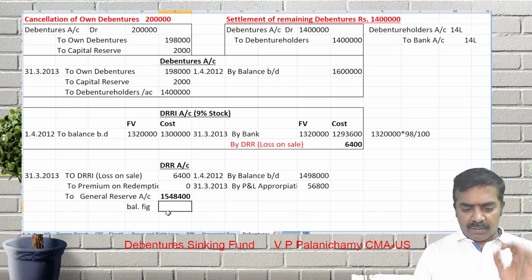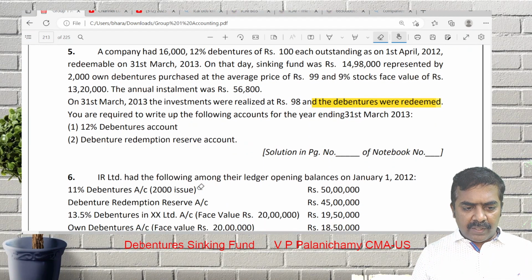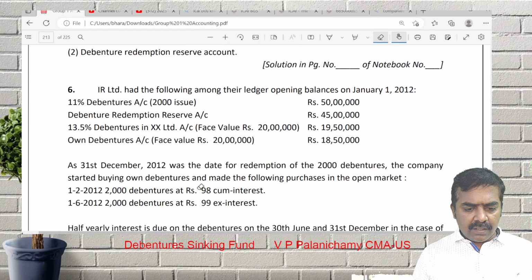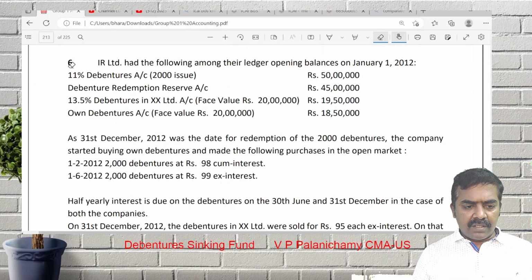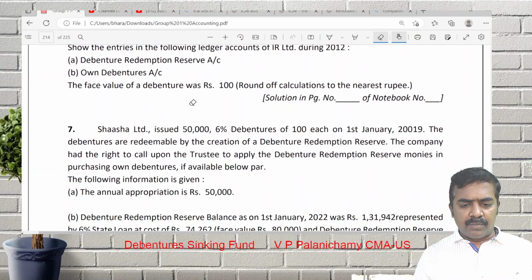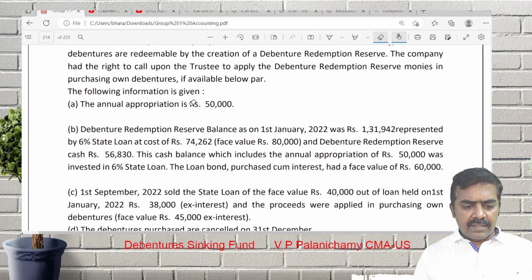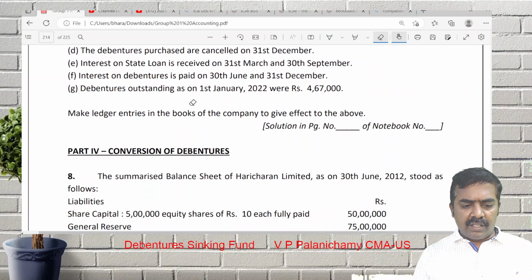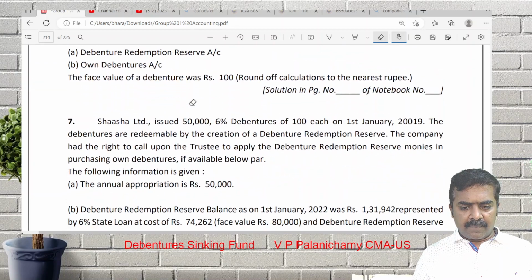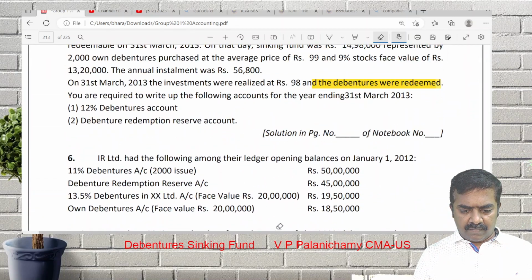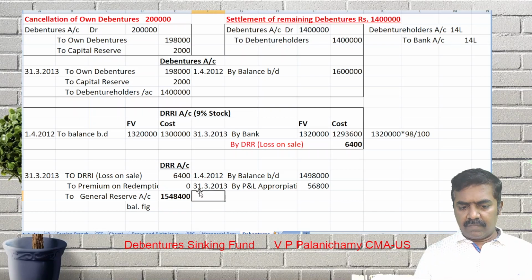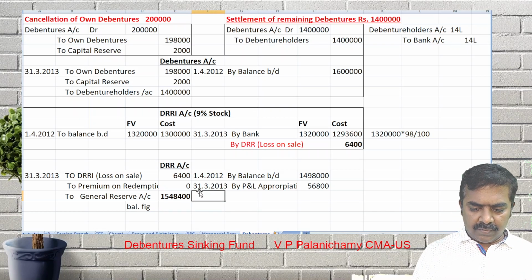Okay. Now what I request is, question number 6, try it at home. Question number 6, you can try it at home. PDF Excel.